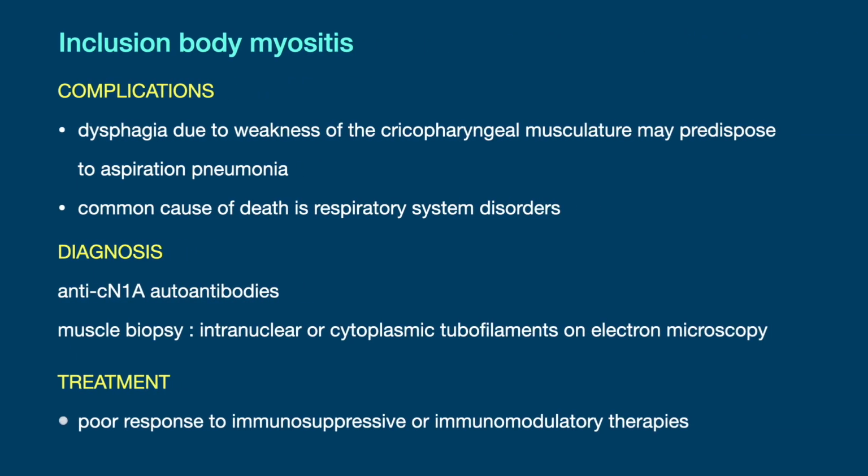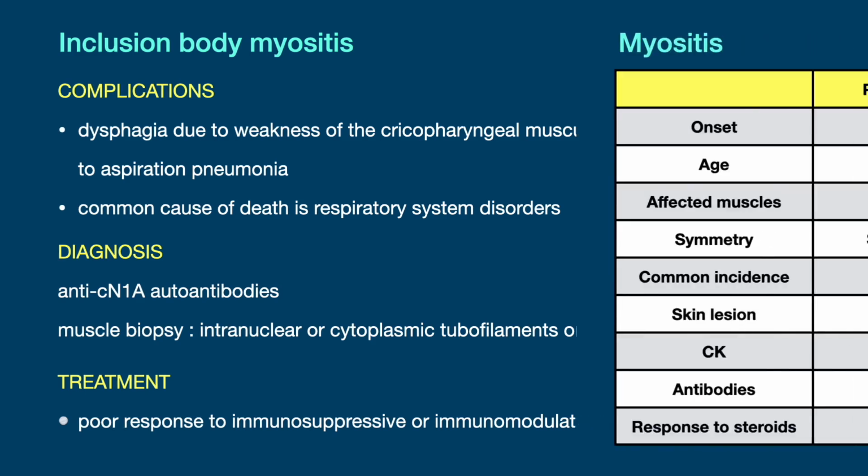As for complications, dysphagia due to weakness of the cricopharyngeal musculature may predispose to aspiration pneumonia. The most common cause of death is respiratory system disorders. Diagnosis is made through anti-cN1A autoantibodies. Muscle biopsy shows intranuclear or cytoplasmic tubular filaments on electron microscopy. In terms of treatment, there is poor response to immunosuppressive or immunomodulatory therapies. Polymyositis and dermatomyositis show a much better response to steroids than inclusion body myositis.